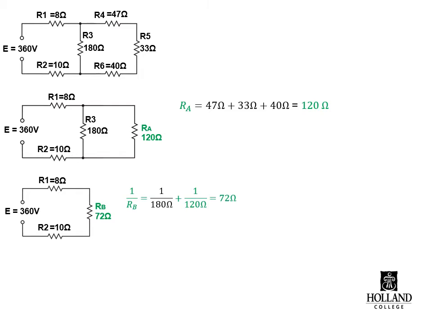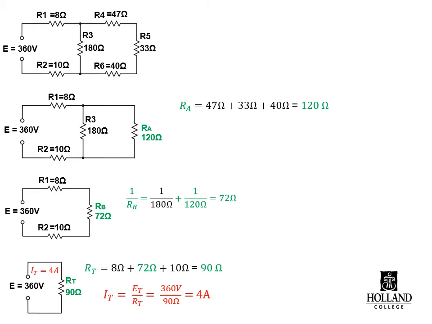Now that we've simplified the second circuit, we can now look at the third circuit and simplify it. It's very easy to see now that these three resistors, R1, RB, and R2, are all in series. So we could make an equivalent total resistance of those three in series, where RT is simply 8, 72, and 10 together to give us a total of 90 ohms. We have an ET of 360 and RT of 90 ohms. That means we'll have an IT, or a total current, of 4 amps.